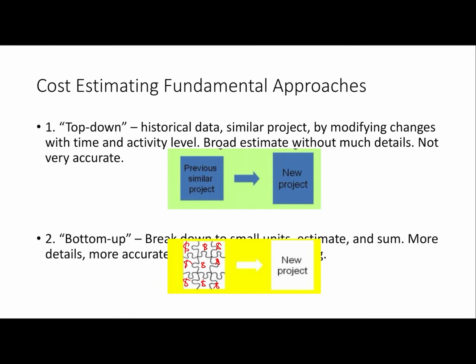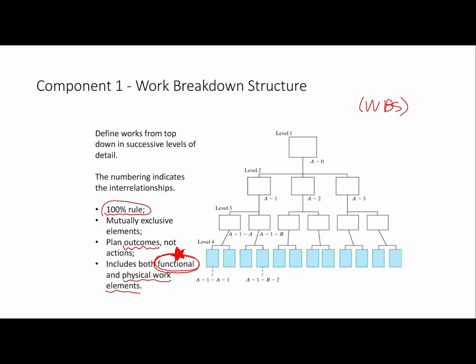So next is about the cost estimating approaches. And we have introduced the two basic approaches, which is the top down and the bottom up. You want to understand how do you use them to make a very rough estimation. And then we have introduced this work breakdown structure, WBS, and you want to know all the rules.